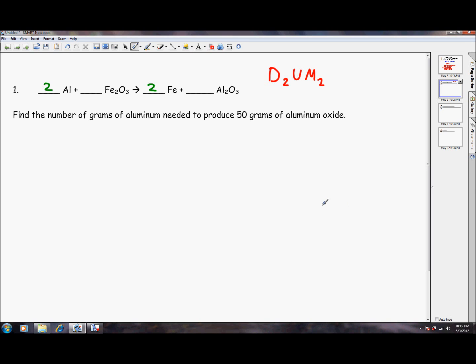Okay, now when you start the equation, you want to look for the number, because that's where you have to start. It's 50 grams, and it's going to be of something. In this case, it's aluminum oxide. So you have to say, we're going to be starting here. So everything that we do for the first 2 D's is going to have to do with this particular formula.